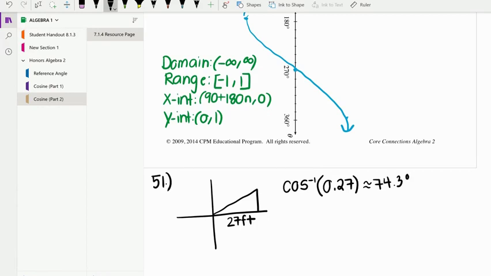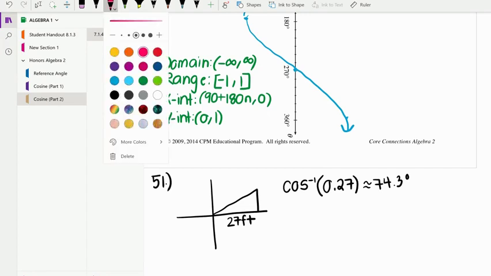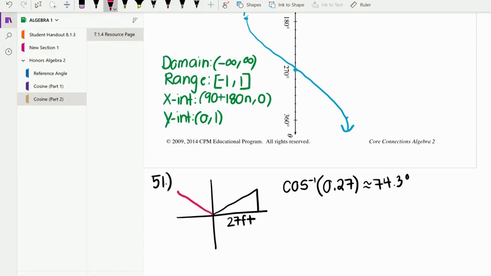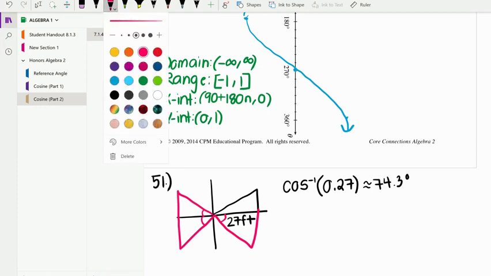The next question they're asking is, is there more than one possibility? Well, of course, because we also know that we can have this right here, or that, or that. Going back to that bow tie, we can have that angle, and that angle. How we get those is, again, like our reference angles.